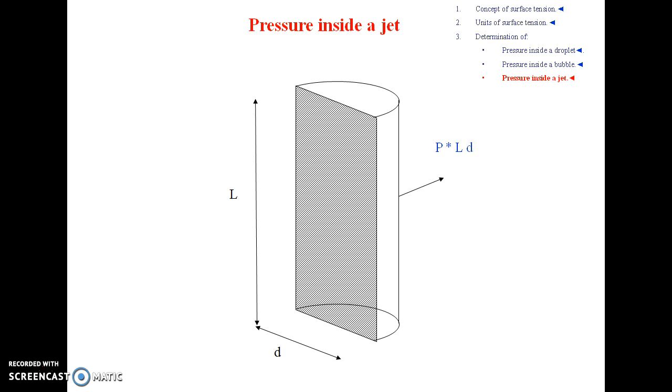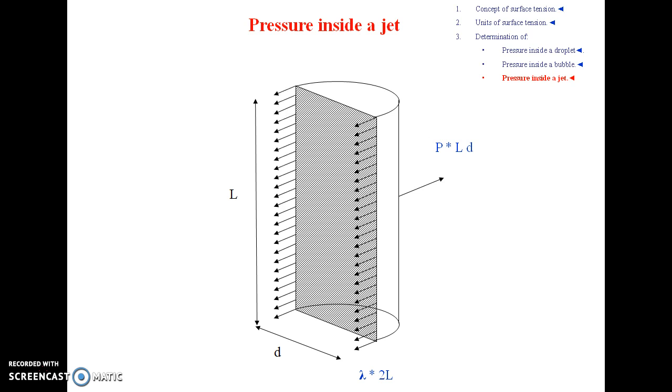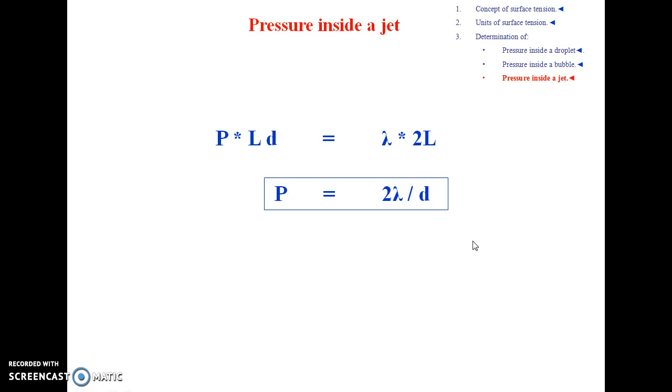The pressure force is P multiplied by the shaded area, which is L into d, whereas the surface tension force is acting along only these lines, that is lambda into twice L, because there is no surface tension available along these two lines of the diameter, because this is a continuous water jet and no free surface is available at these lines. Equating these forces, the pressure inside the jet comes out to be twice lambda by d.